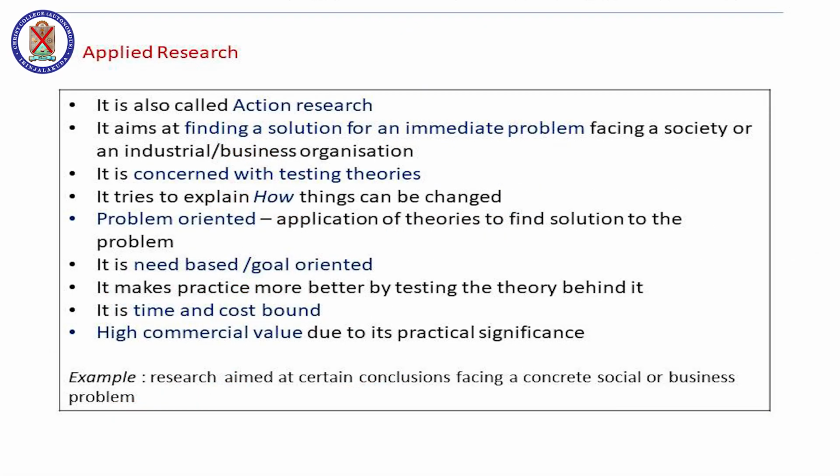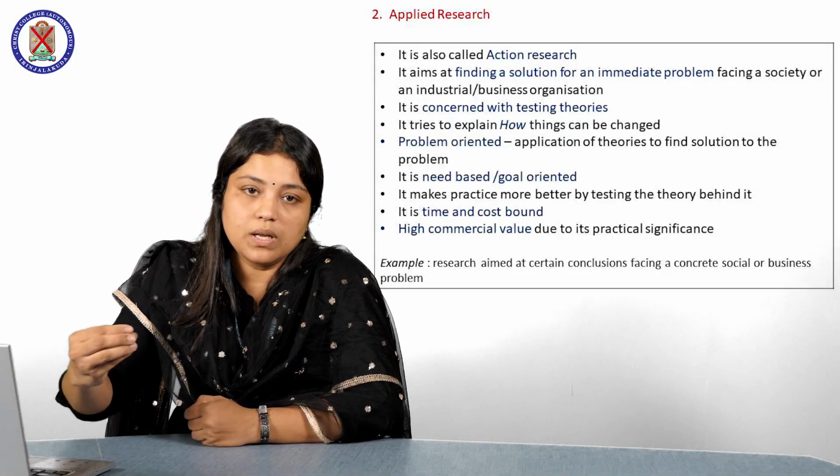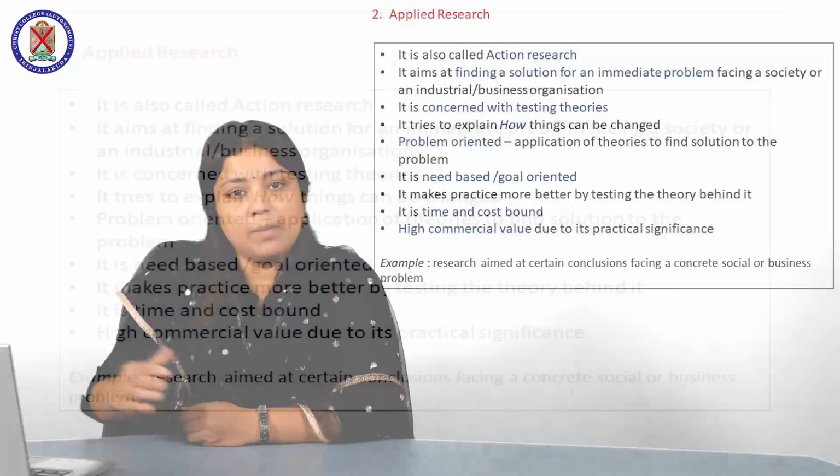This aims at finding solutions for an immediate problem facing a society, an industry or a business organization, and it is mainly concerned with testing of theories, and it explains how things can be changed, because it is always problem oriented. Problem oriented means application of theories to find solutions to a problem. It is need based or goal oriented. We apply action research when there is a need, when there is a problem and we need an immediate solution. We will use action or applied research.